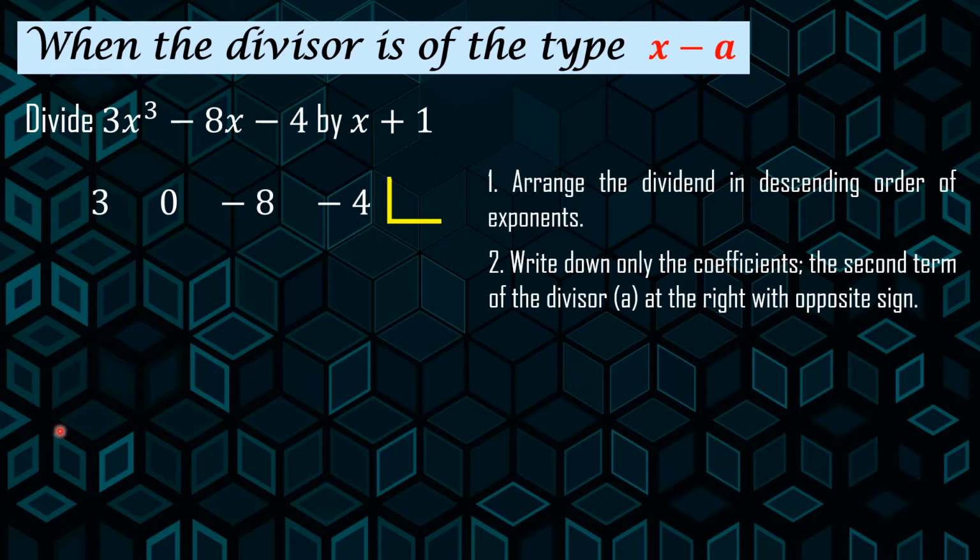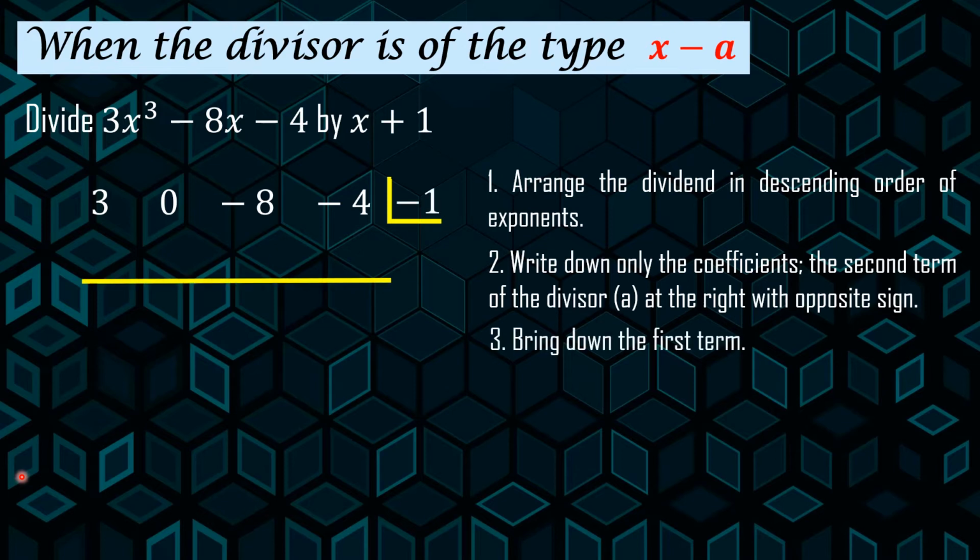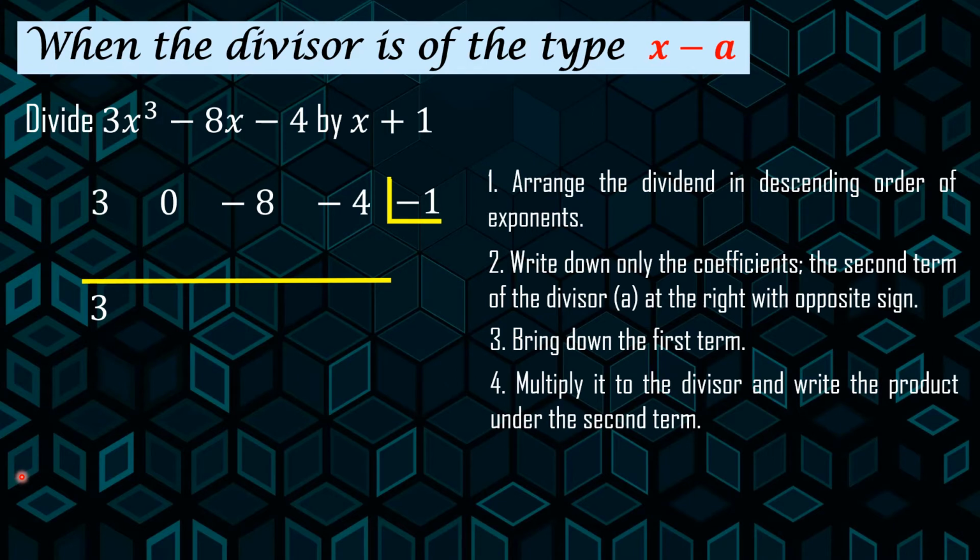Next is to write the divisor or yung value ng a with opposite sign. So, since ang given na divisor natin is x plus 1, so ang value ng a is positive 1. So, we have to write the opposite sign of positive 1, which is negative 1. Third step is to bring down the first term. The first term is 3. So, let us bring down 3. And then, fourth step is to multiply it to the divisor and write the product under the second term.